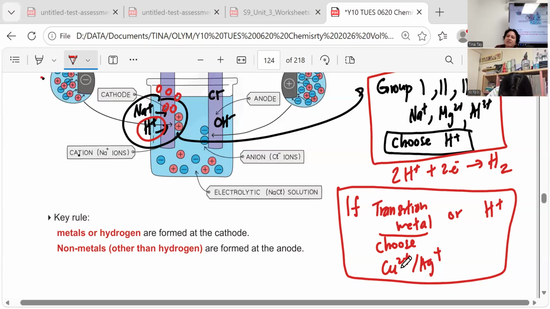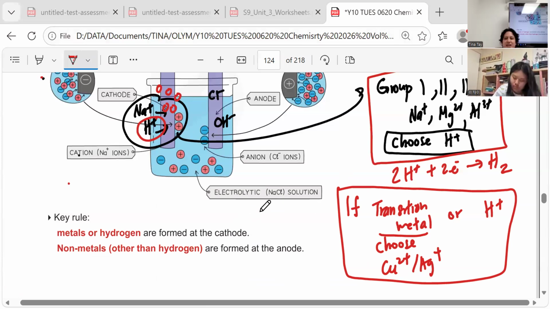So if it's transition metal, you choose transition metal. So if you need to choose between transition metal or hydrogen, choose transition metal. So the transition metals are copper and silver. For example, copper and silver. Nickel also can. Anything that's a transition metal.